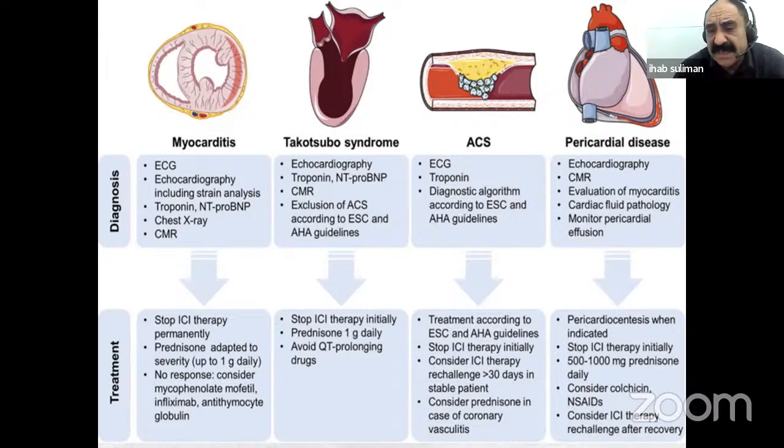For pericardial disease, other than providing pericardiocentesis and stopping immune checkpoint inhibitor therapy, steroids should be given, as well as colchicine and non-steroidal anti-inflammatory drugs, which are the standard treatment for pericarditis. And for patients with Takotsubo and acute coronary syndrome, they should receive the treatment recommended in the guidelines.